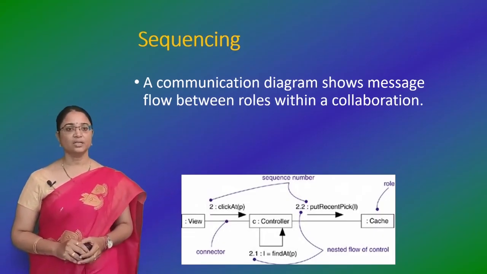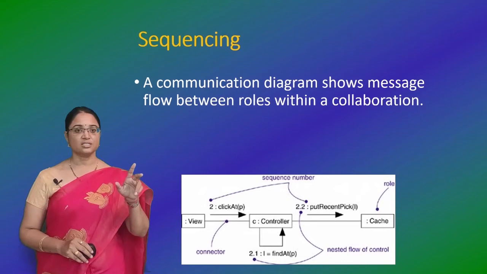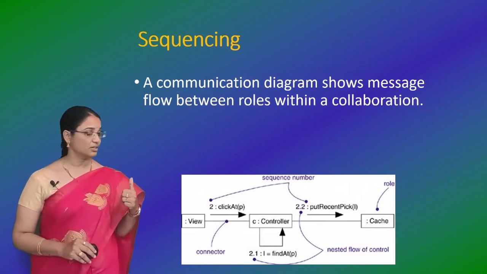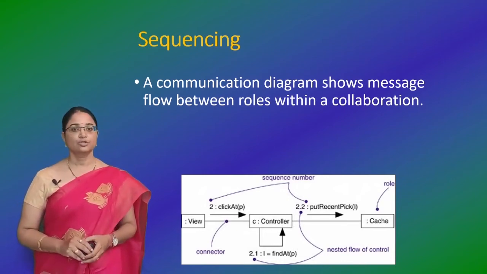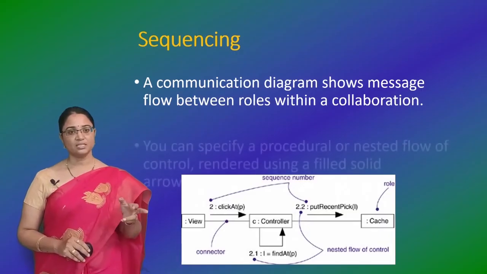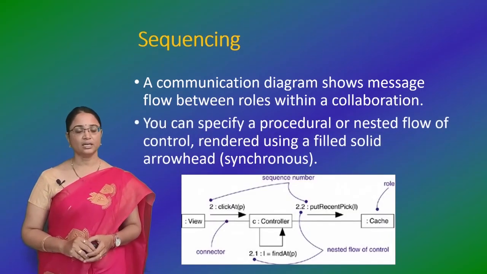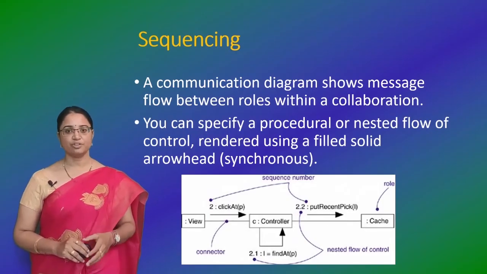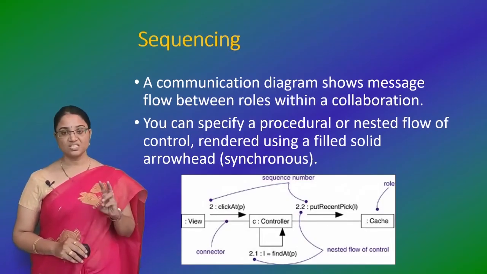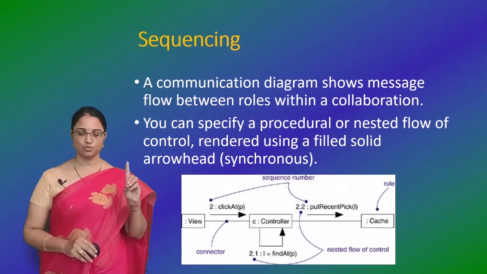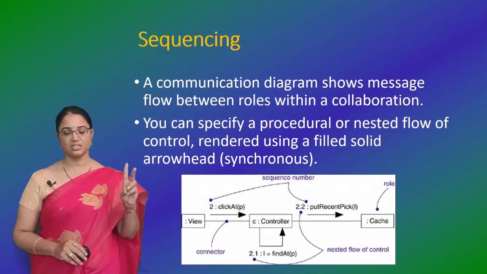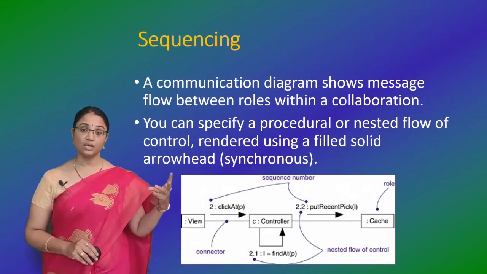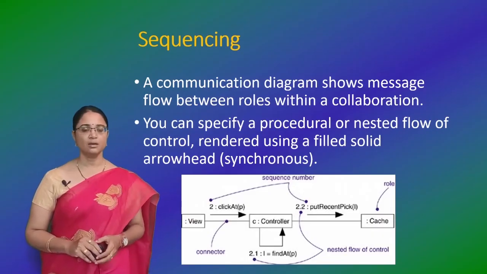So here, if there are instances, then we use the link, that is, the connector. Here we are passing messages like click at and put recent page. These are some of the messages passed between the objects. A message is divided into three parts: the first one is the sequence number, the second one is the message, and the third one is the parameter. If there are any parameters, you can pass them in the message.